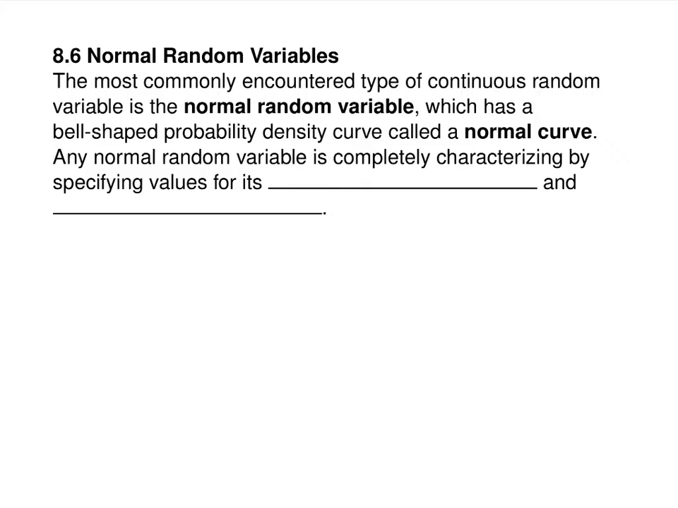This should say characterized. I don't know why, I can't get my tenses right. By specifying values for its mean, which is called Greek letter mu, and its standard deviation. What was the Greek letter for standard deviation? Do you remember? It's called sigma, yes, and somebody drew it in the air. It's a circle with a line off one of the ends, the right side.